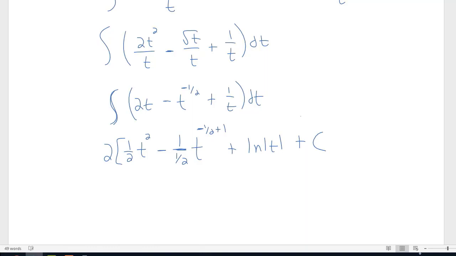I'm going to do a little bit more simplification here. Keep in mind this 2 was only multiplying the t there. So 2 times 1/2 is 1, so I get 1/2, and then this is minus 1 over 1/2 is 2, and then this is t to the 1/2, which I could write as square root of t, and then I get ln of t plus c here. So again, family of antiderivatives because we have an indefinite integral with no limits of integration.